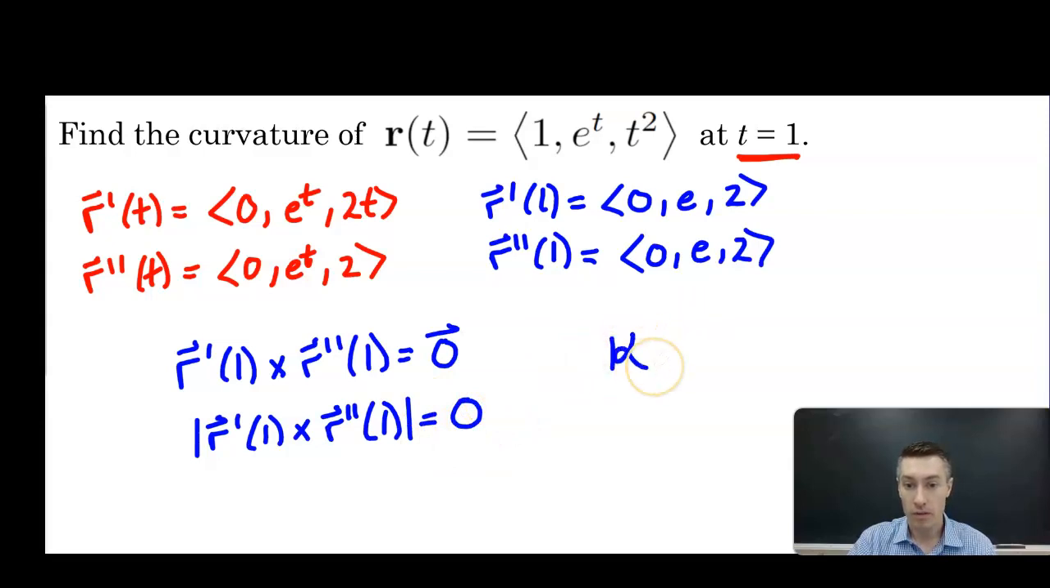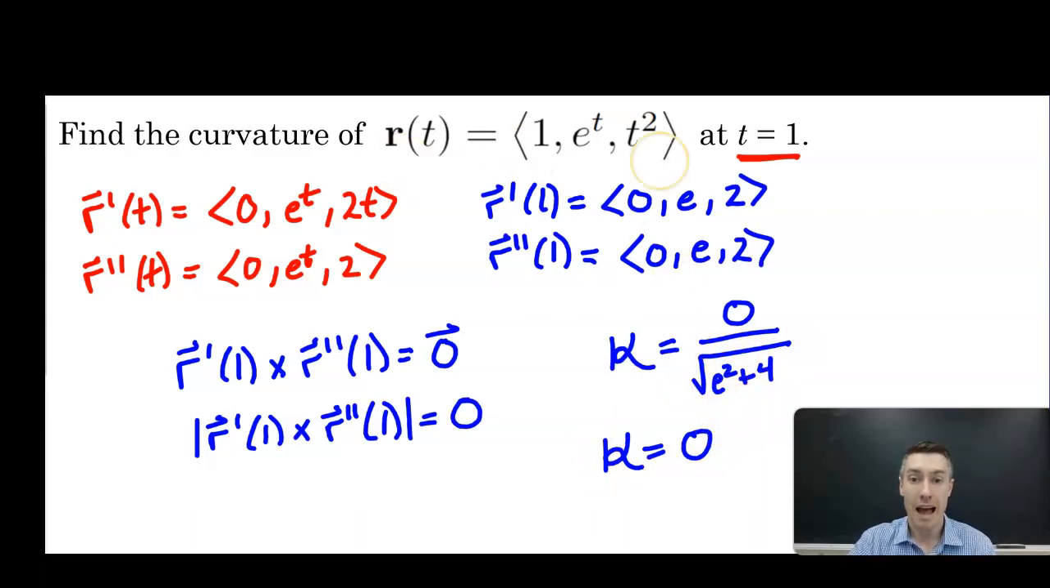And then curvature is the magnitude of the cross product vector, which is 0, over the magnitude of r prime of 1, which is the square root of e squared plus 4. So that means the curvature is 0. So that means at t equals 1 on this curve, the graph has a curvature of 0. So it looks like a straight line at that point. Is it going to be true at other t values? Well, we'd have to compute it at other t values to make that determination. But for this particular curve, the curvature is 0 at t equals 1.